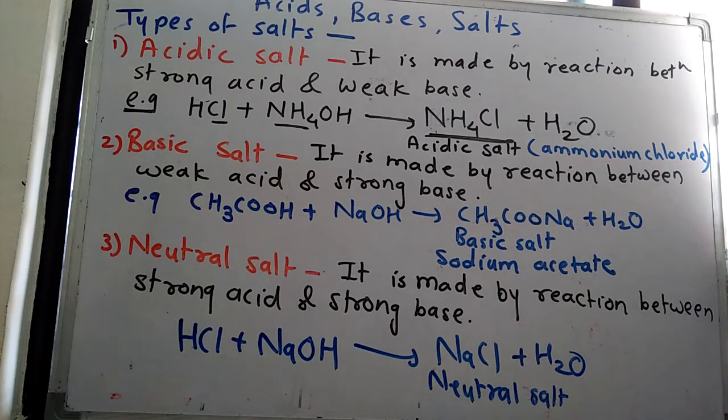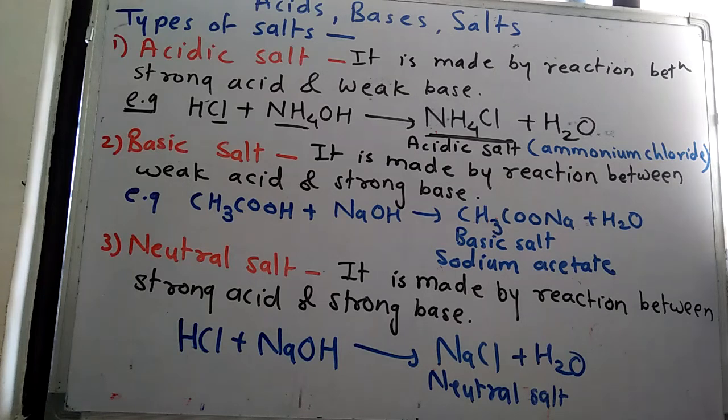Then basic salt. If we want basic salt, we have to take the strong base. So basic salt is made by the reaction between weak acid and strong base. So if we want acidic salt, we have to take strong acid. If we want basic salt, we have to take strong base. So here we have weak acid. CH3COOH means acetic acid. It is a weak acid. We studied HCl and H2SO4, which are strong acids.